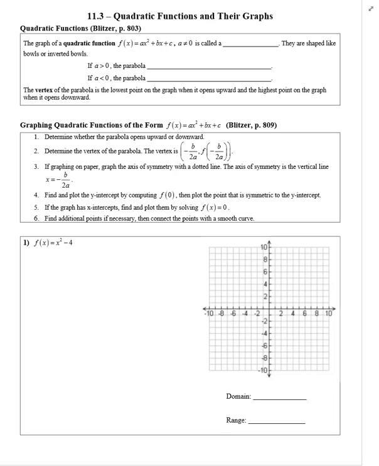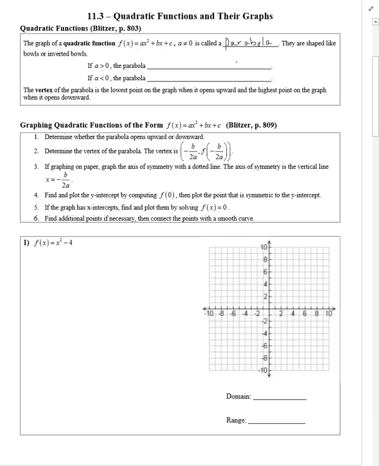This is section 11.3. We're going to talk about quadratic functions and how to graph them. So, the graph of a quadratic function, which remember those are things that look like f of x equals ax squared plus bx plus c, where a is not 0, is called a parabola. And parabolas look like a bowl or an inverted bowl.